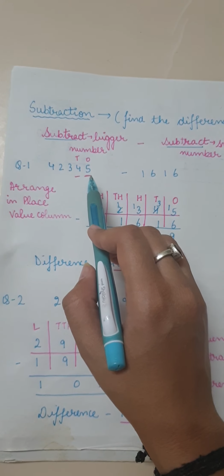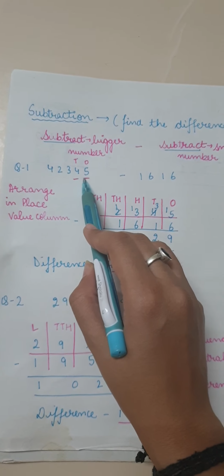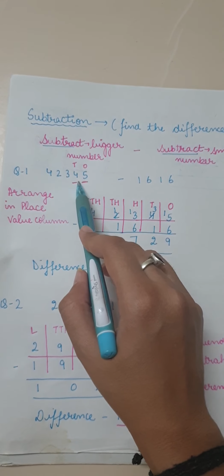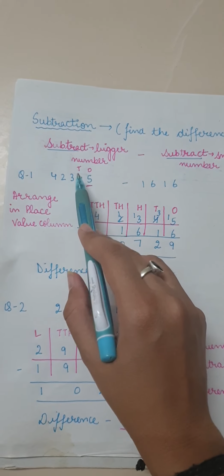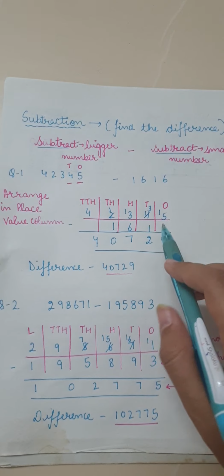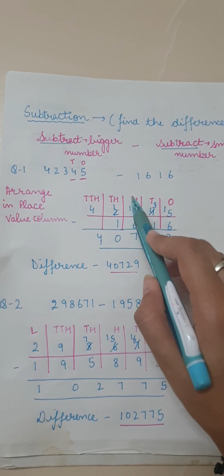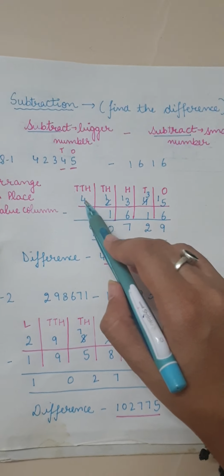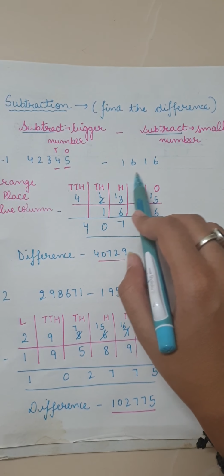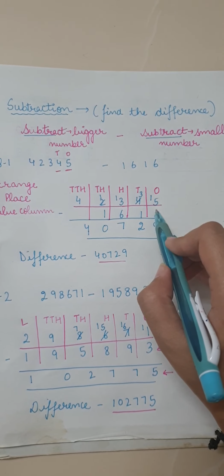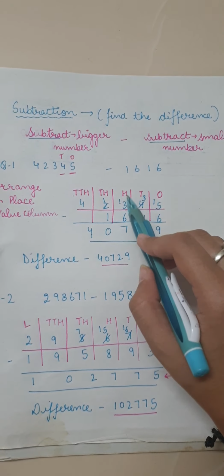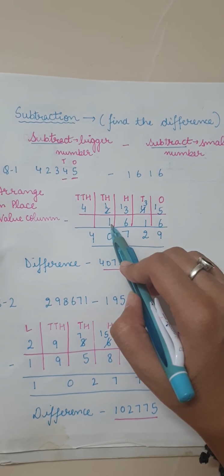We all know that while we put the digits in the place value chart, we always start from the last number. So the last number comes in the ones place, followed by the next number which comes in the tens place. So in this question, 5 comes in ones place, 4 comes in tens place, 3 comes in hundreds place, 2 comes in thousands place and 4 comes in ten-thousands place. Now we are going to arrange the other digits in a similar manner. 6 will come in ones place, 1 will come in tens place, 6 again will come in hundreds place, followed by 1 which will come in thousands place.